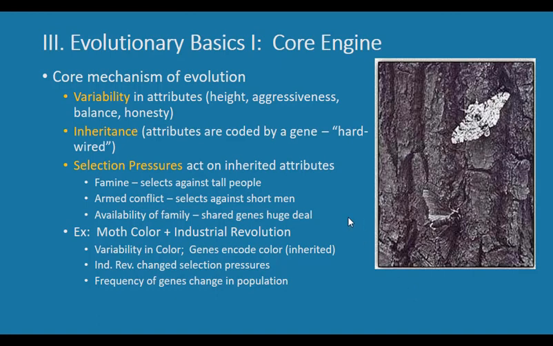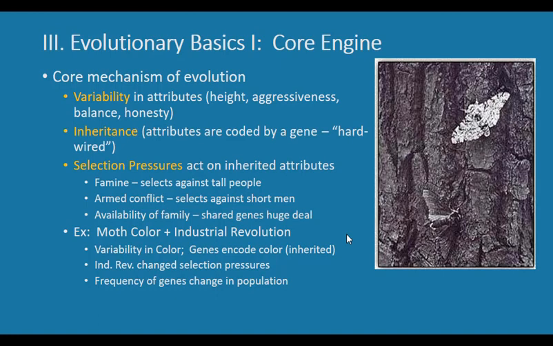Or think about armed conflict. In that case, if there's interspecies conflict with humans, it might select against shorter men, because we know other things being equal, taller men are more formidable and are better able to do things like throw spears.